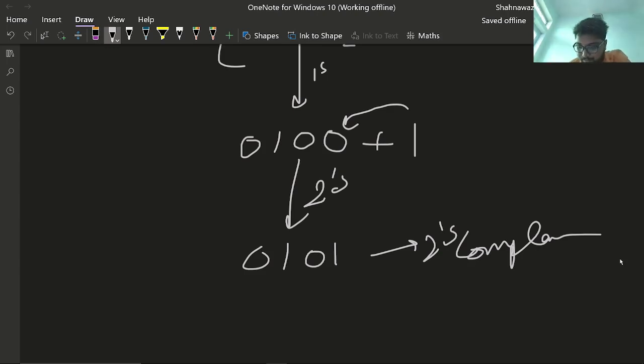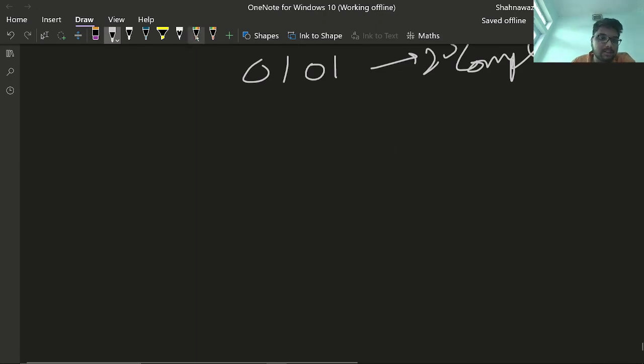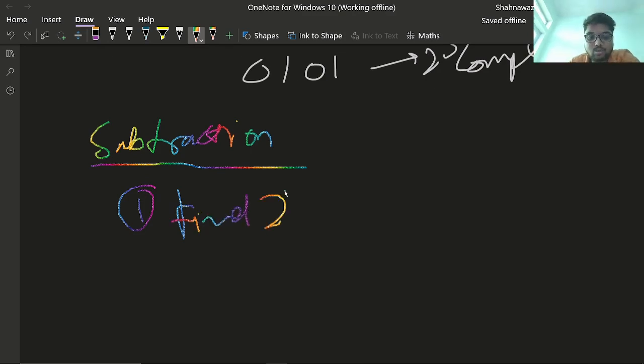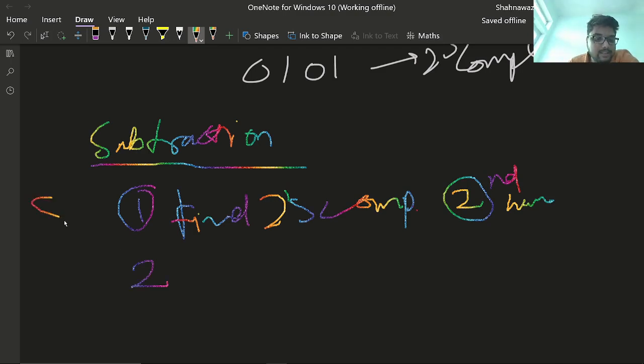All right. What is the subtraction method for 2's complement? If I say, by the 2's complement method, how can you subtract? The very first step is: just find the 2's complement of the number which is to be subtracted, that is, the second number. This is step 1.